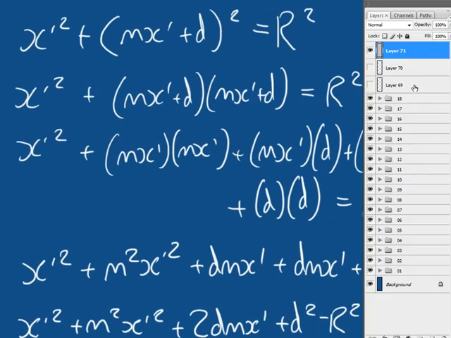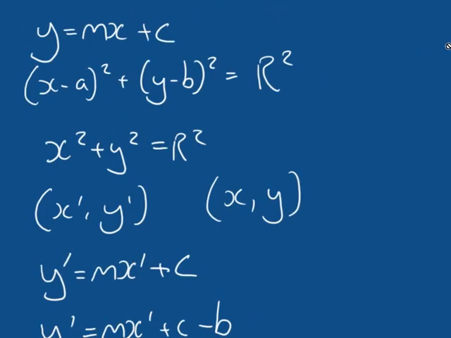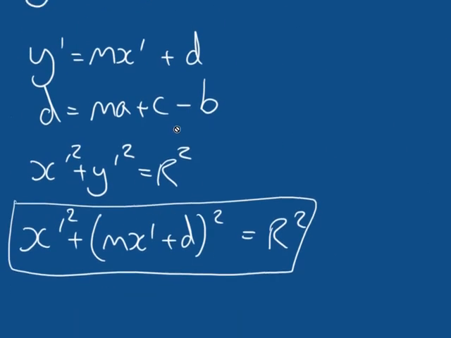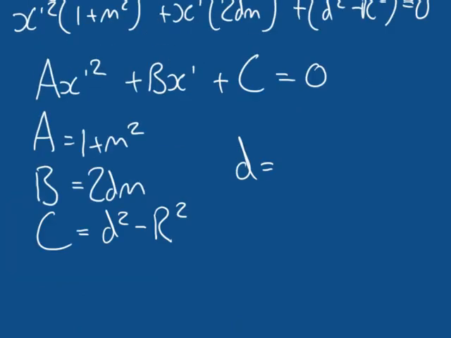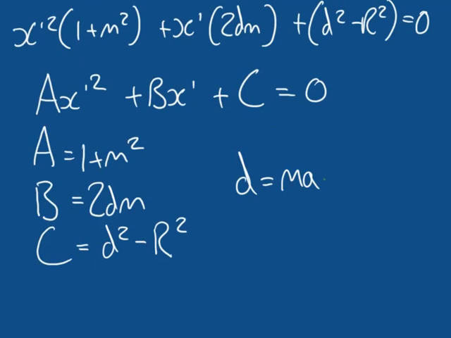and you'll recall that d is on our previous whiteboard. d is equal to ma plus c minus b. So d is equal to ma plus c minus b.